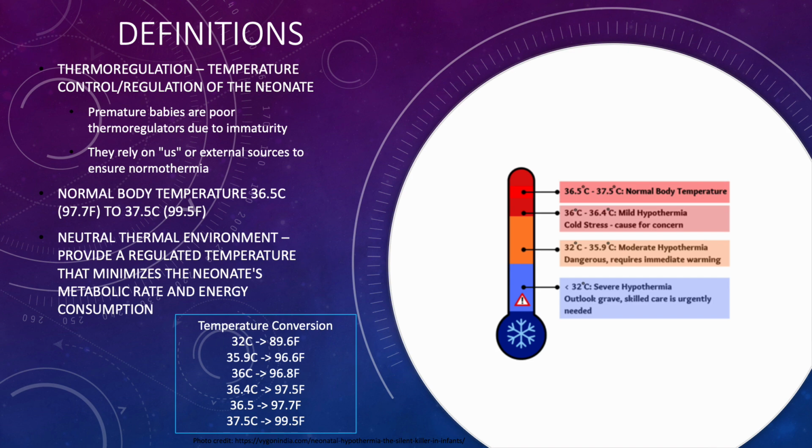So first off, thermoregulation refers to temperature control or regulation of the neonate. Premature infants are poor thermoregulators due to their neurologic and skin immaturity. They are dependent on external sources of heat for thermoregulation. Normal body temperatures range from 36.5 to 37.5 Celsius or 97.7 to 99.5 degrees Fahrenheit.